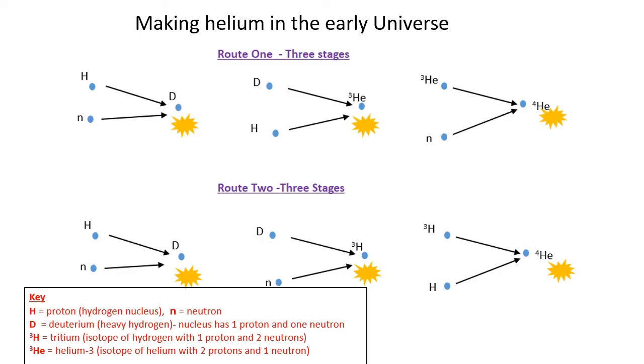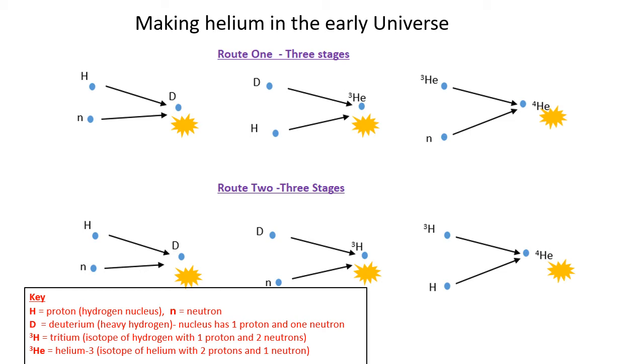So this diagram shows two different routes to making helium in the early universe. The first one, the top one, hydrogen and a neutron combine to form deuterium. That's an isotope of hydrogen which has 1 proton and 1 neutron. The deuterium then combines with another proton to produce helium-3. So that's helium with 2 protons and 1 neutron. The helium-3 then combines with a single neutron to give us standard helium, helium-4. And at each stage of this process, a huge amount of energy is released.